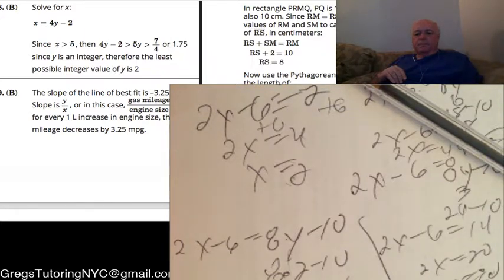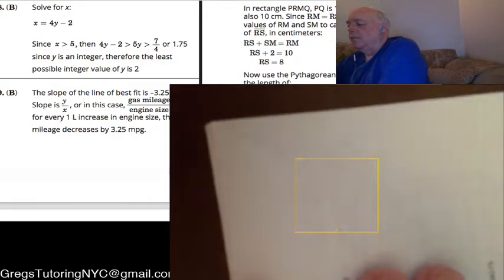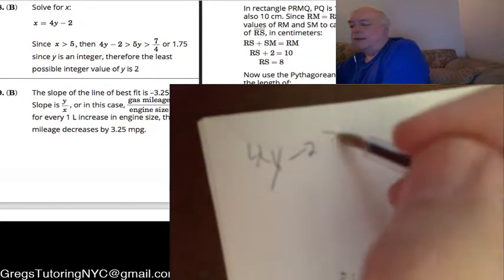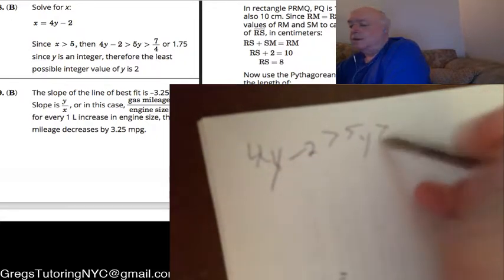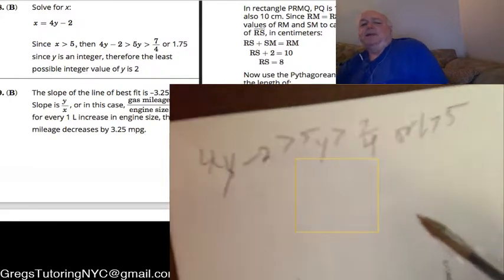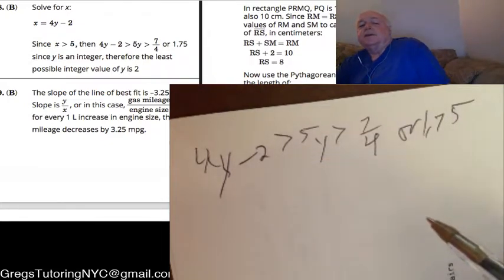Okay. So the SHSAT handbook has x equals 4y minus 2. I think that's what I started out with. And then it says, since x is greater than 5, then, and then there's a big mess there. It says 4y minus 2. Let me write it out so you guys are clear. 4y minus 2 greater than 5y greater than 7/4 or 1.75, which at this point is just gobbledygook. And then it says since y is an integer, therefore the least possible integer value of y is 2.